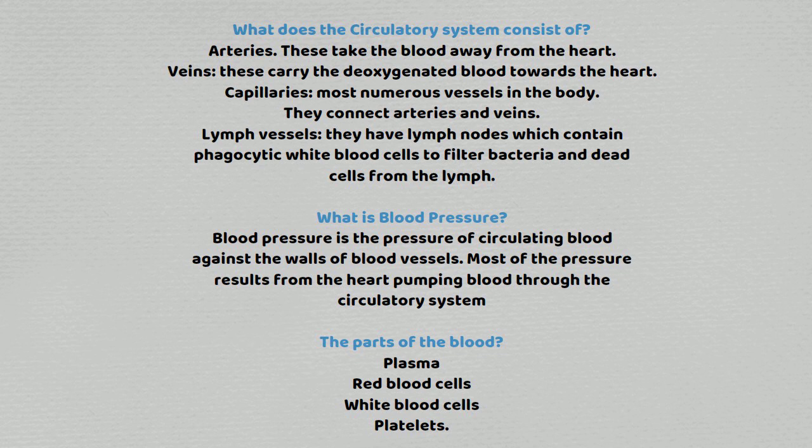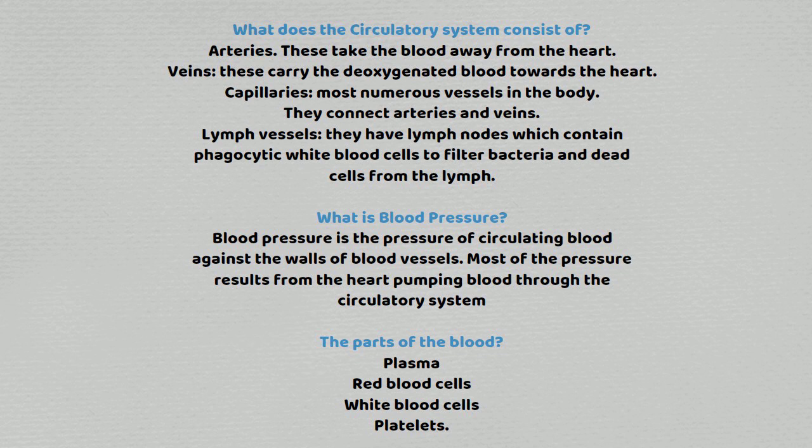Parts of the blood, we've got your plasma, we've got the red blood cells, which are responsible for carrying the oxygen, and they have hemoglobin. We have the white blood cells. There's the phagocytes, which engulf the bacteria, and then the lymphocytes, which create the antibodies, and then we've got platelets, which are involved in your blood clotting.